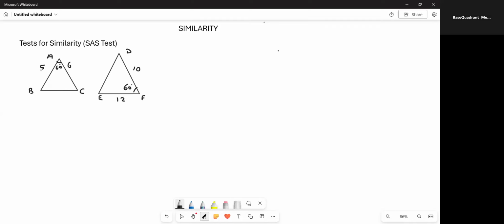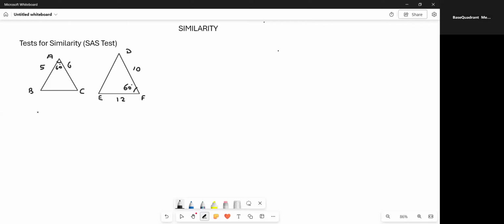If two ratios of sides are equal, that is what we mean by S and S. Two ratios of corresponding sides are equal, and one pair of angles, that is what we mean by A, is congruent, one pair of angles, and that angle is between the two sides. Okay.